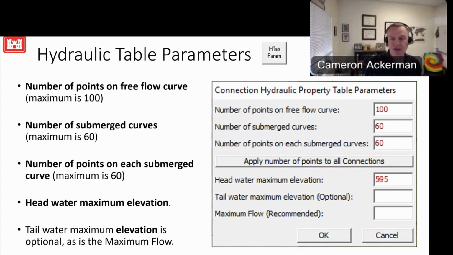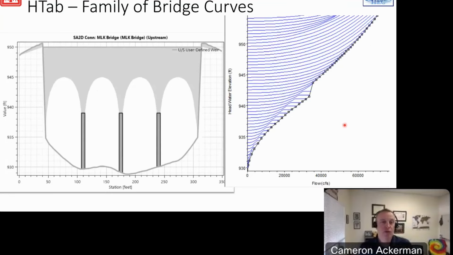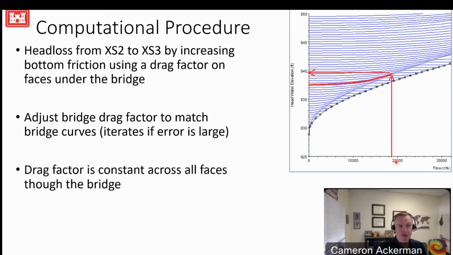If you don't expect your bridge to be overtopped by more than 5 feet, then you just set this to be 5 feet over the top of the bridge. So once you've got your data entered, when you go to run RAS, it will pre-compute this family of bridge curves that we'll then use in our 2D solution. So the question you're asking is, how are we going to use that? So here's our 2D bridge curves, or our 1D bridge curves that we're using in 2D.